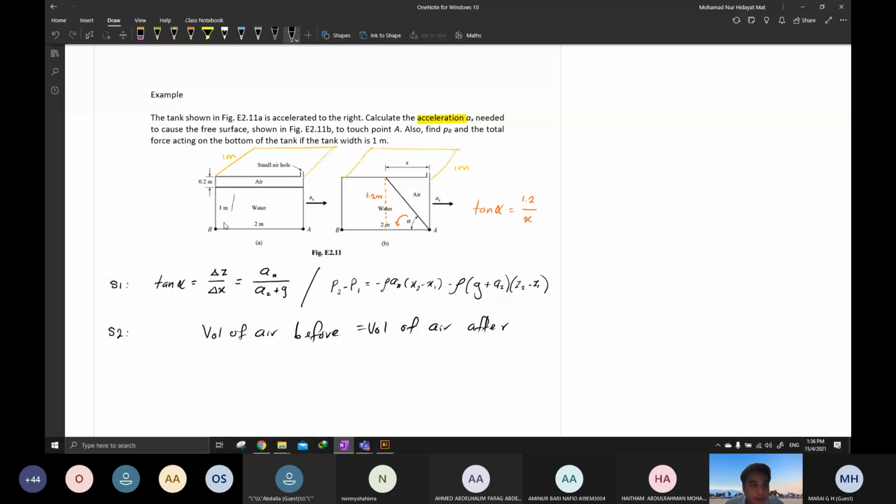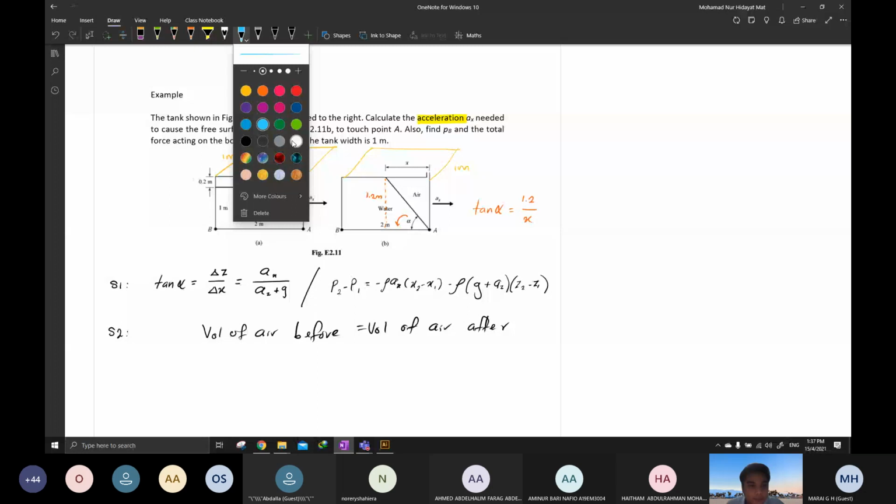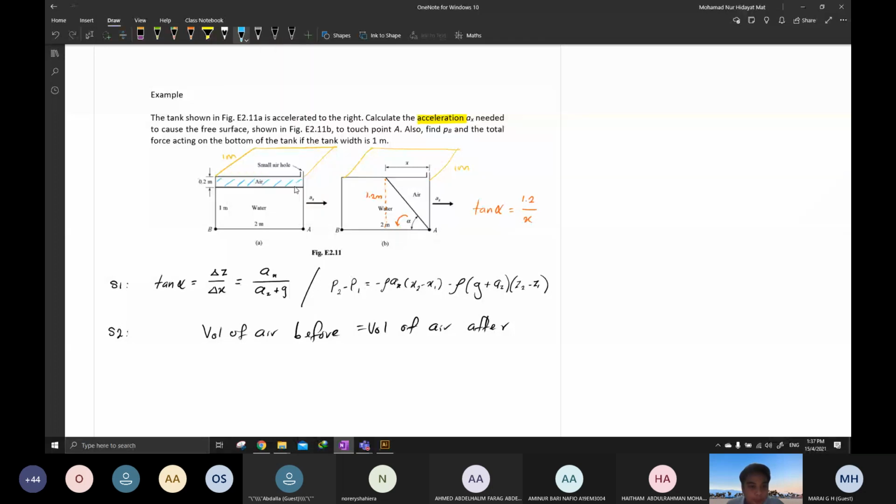How to get the volume of air? This is air. What's the volume of this? 1 meter multiplied by 0.2 multiplied by 2. After, how to get this volume of air?